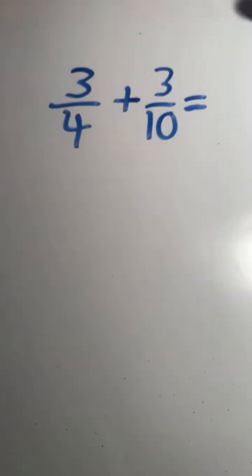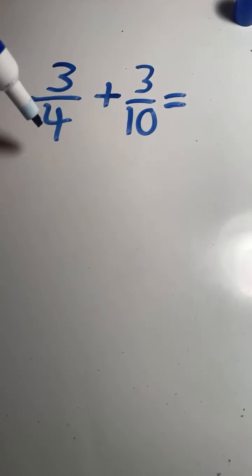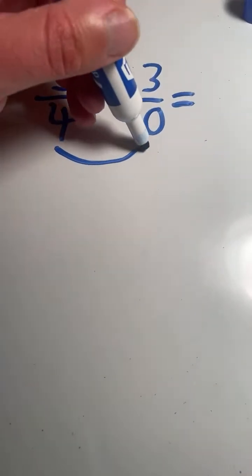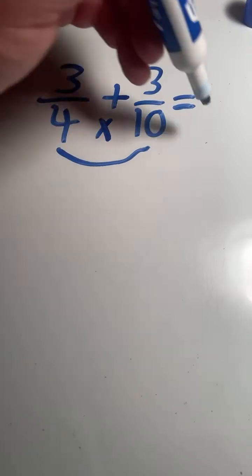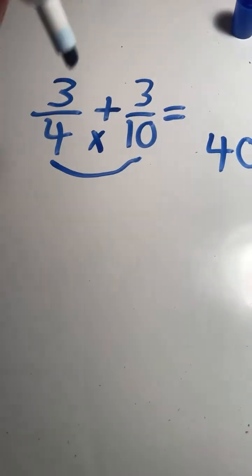All right, we have 3/4 plus 3/10. So step one, we got to find a common denominator, and we will do that by multiplying our two separate denominators. So 4 times 10 equals 40. 40 is our common denominator.